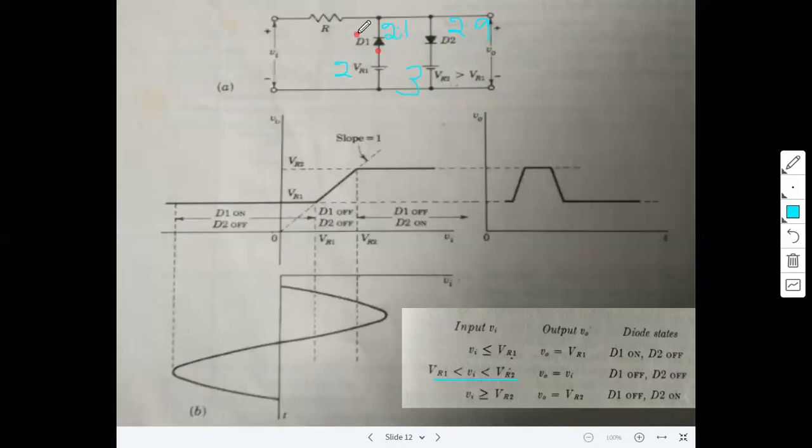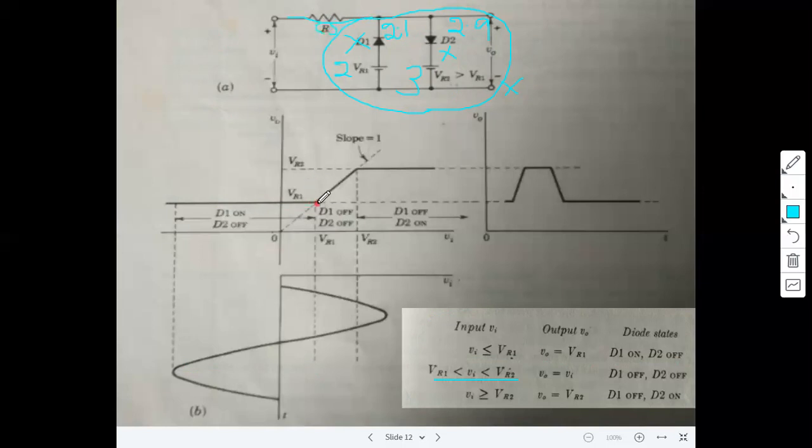So anode less than cathode, diode D1 off. 2.9, here it is 3, diode D2 off. Both diodes are off. Both diodes off means both parallel branches do not exist. So current is equal to 0. There is no drop across this resistor, so the output follows the input.